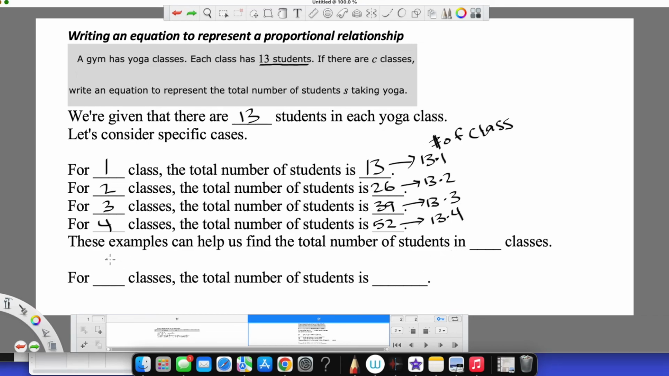So these examples can help us find the total number of students in C classes, because they asked us to use C for the placeholder there, right? For C classes, the total number of students is, well, if I multiplied by the class number on these ones, it doesn't change just because I'm using a variable. I would still do that same thing. This is going to be 13 times whatever the class number is, which is C. So this would just be 13C. This is the idea of showing that proportional relationship to show that it's being multiplied.